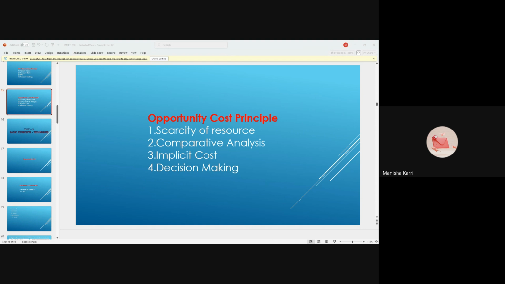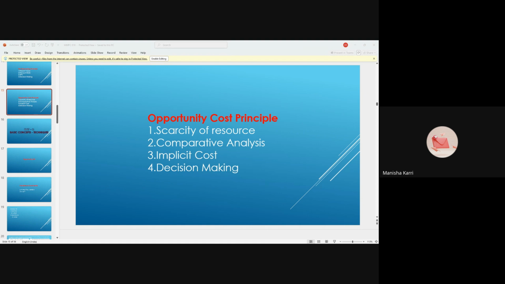So next one is the opportunity cost principle. Generally, this opportunity cost principle is also a fundamental concept in economics that refers to the value of the next best alternative forgone when a decision is made to pursue a particular course of action. In other words, it is the cost of choosing one option over another, representing the benefits that could be gained by choosing the next best alternative.